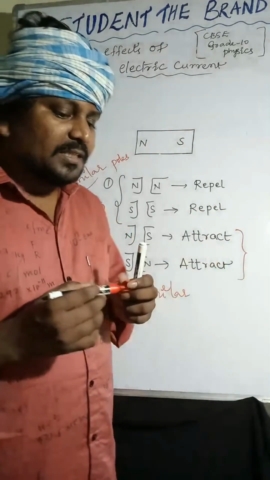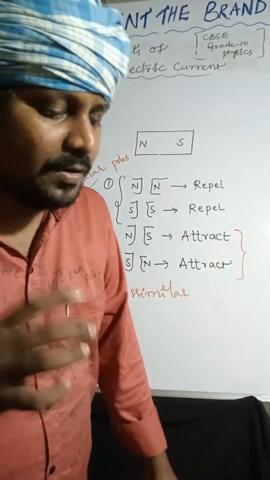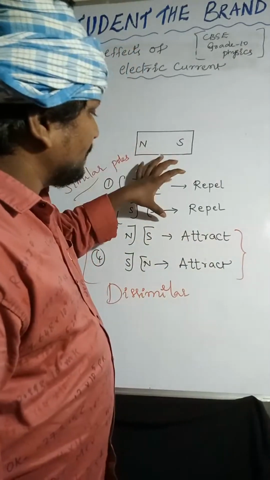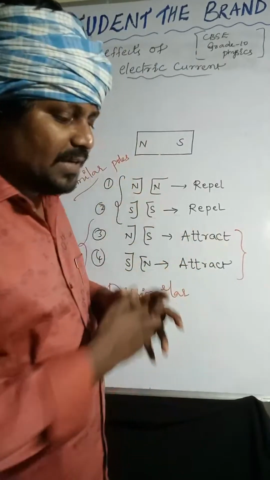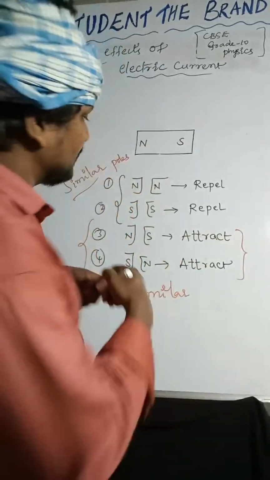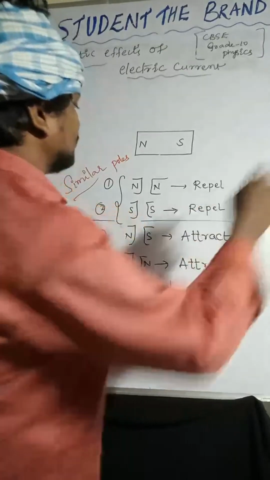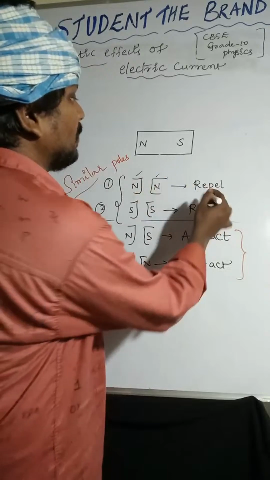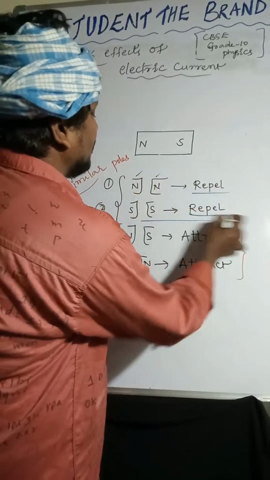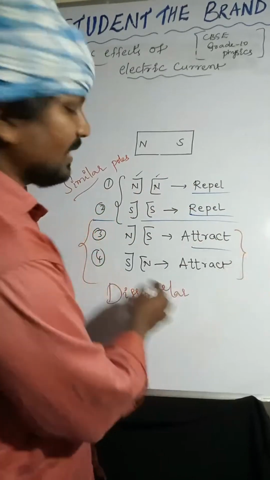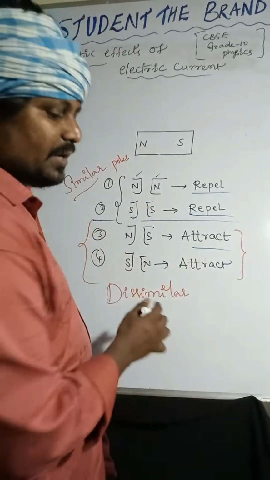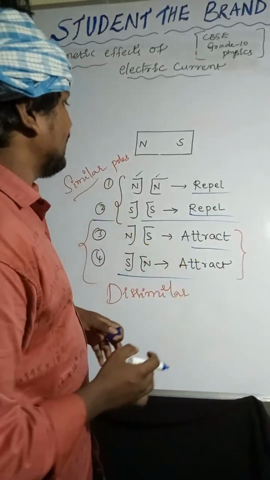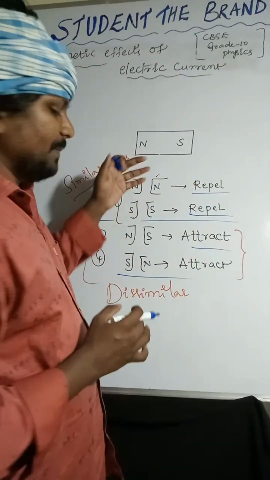Once again, similar poles will repel each other, and dissimilar poles will attract each other. Observe: north pole and north pole repel, south pole and south pole repel, while north pole and south pole attract. Two dissimilar poles attract, two similar poles repel.